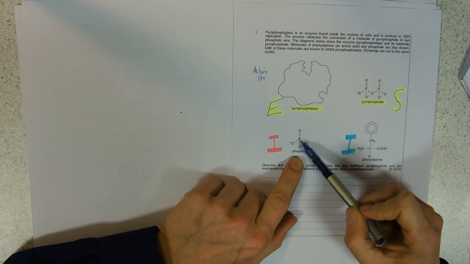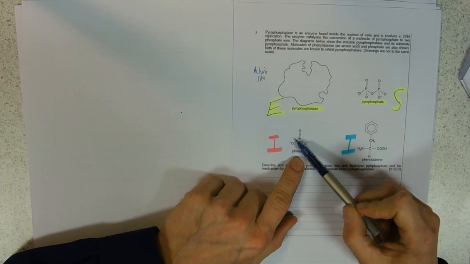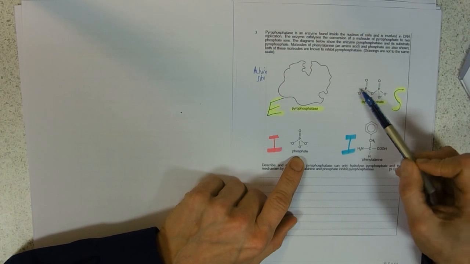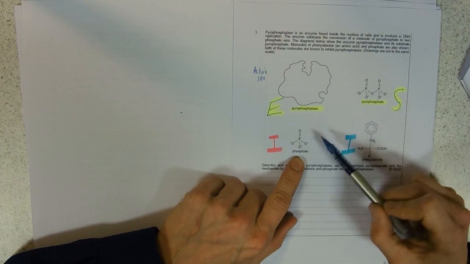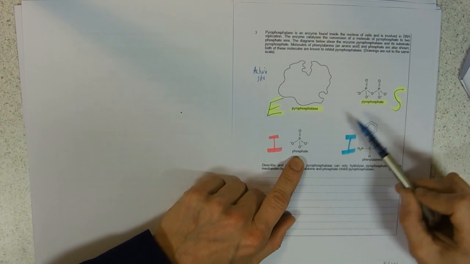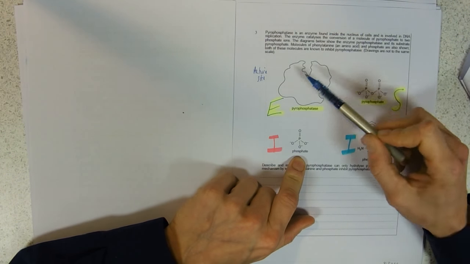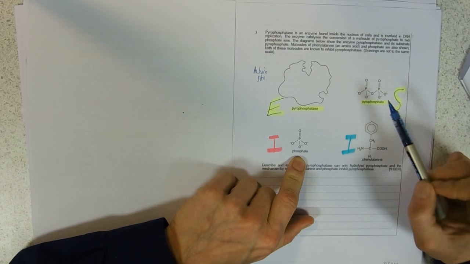You can see it's a phosphorus with oxygens around it, a double bond and so on. So that's a phosphorus with oxygens around it, double bond. So it's very similar shape. So one of the methods of inhibition relies on similar shapes also fitting into active sites.